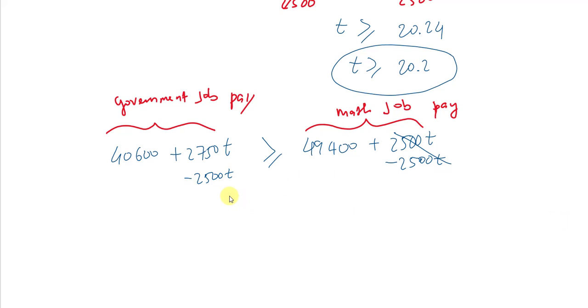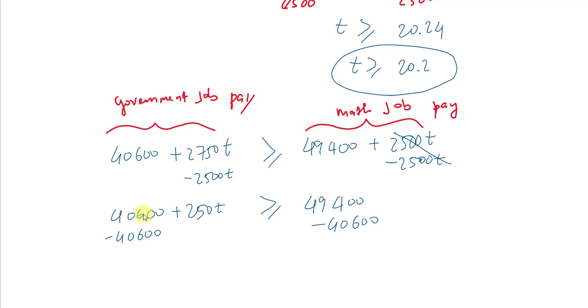So 2750 minus 2500 gives me 250 right here, and then I still have 4600 and 49400, and then we subtract 4600 here, 4600 here. We got 250t bigger than or equal to 49400 minus 4600. That gives me 8800.